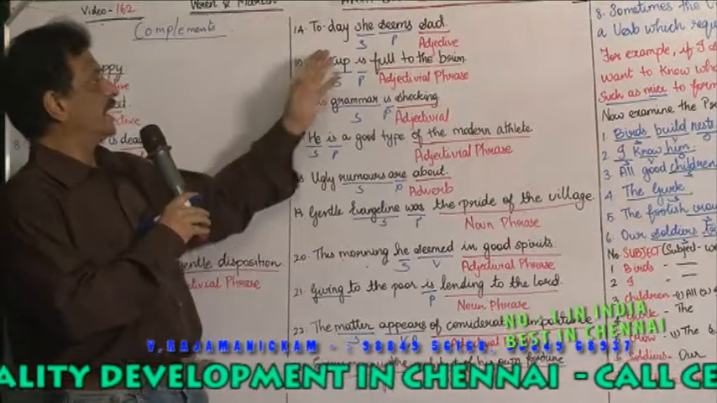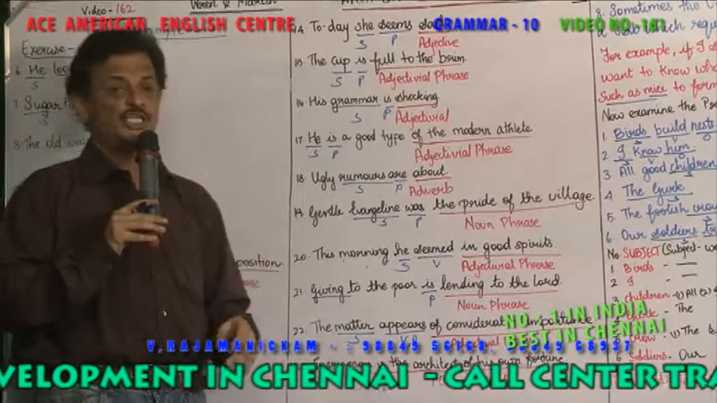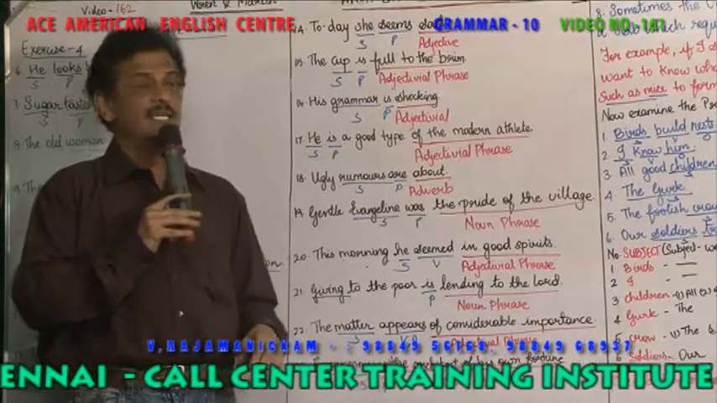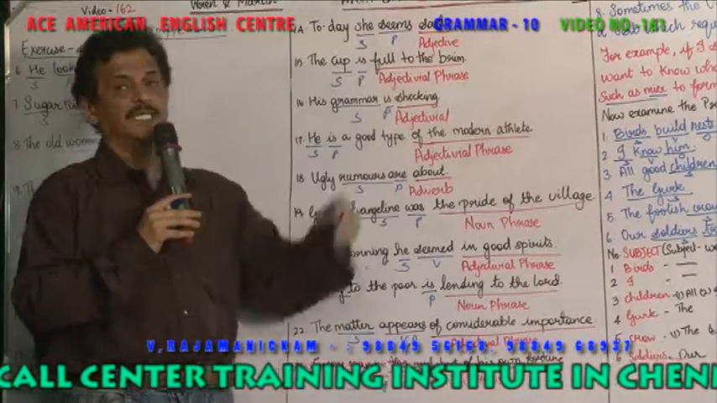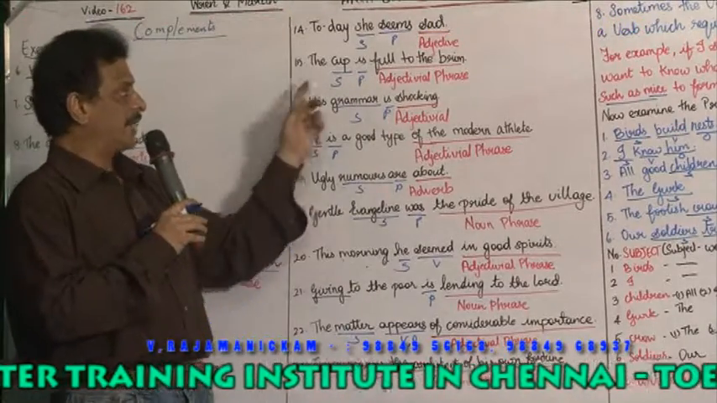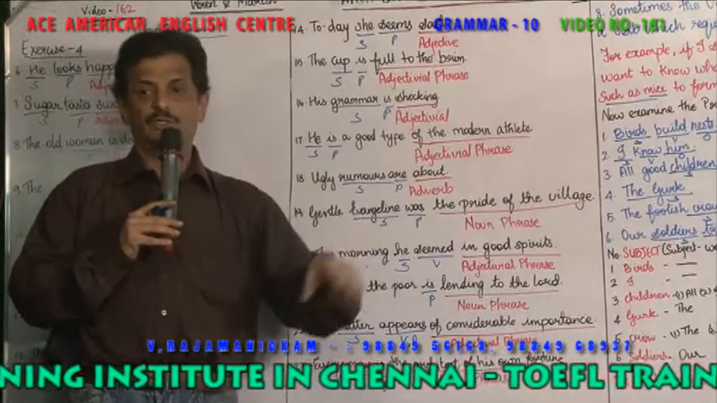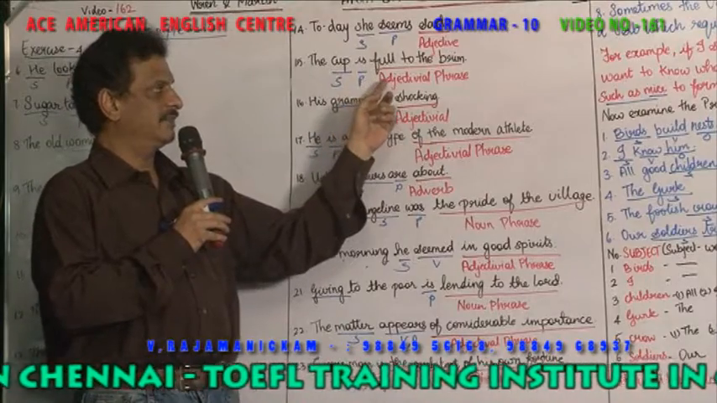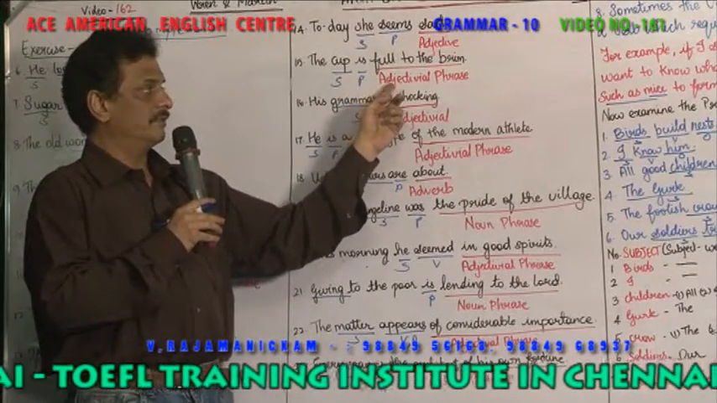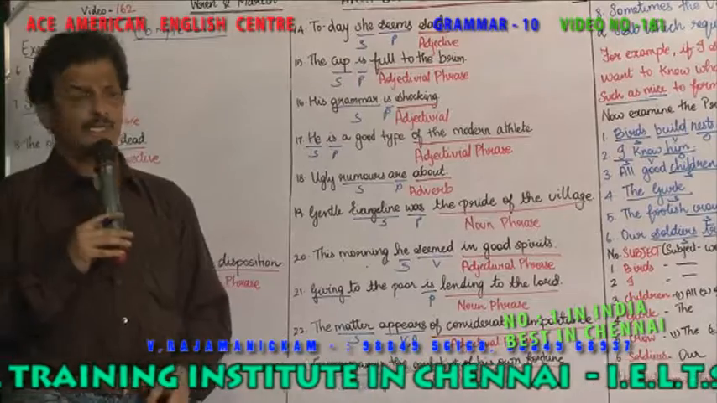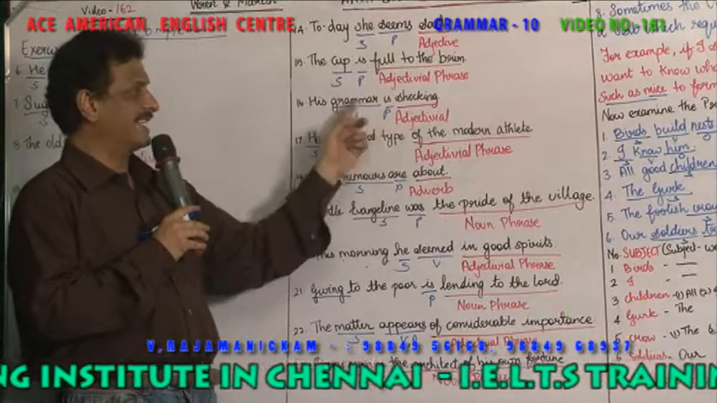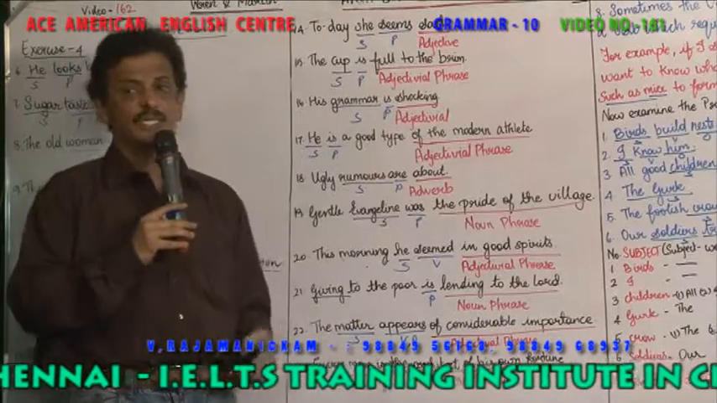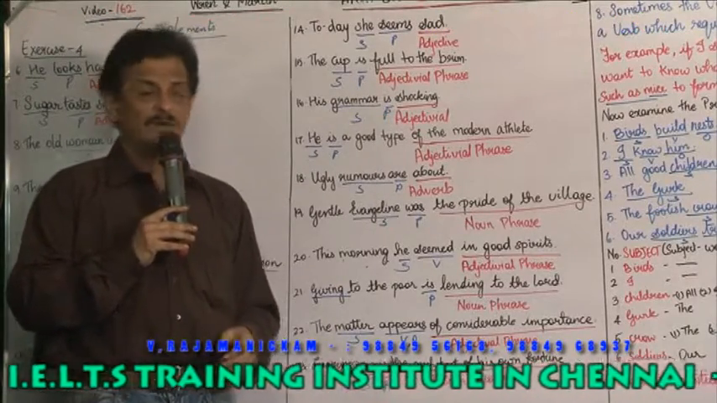Now coming here, today she seems sad. She is the subject, seems is the predicative word, and sad is the adjective complement predicative. The cup is full to the brim. Brim means what? The edge. So the cup is the subject, is is the predicative word, and full to the brim becomes the complement or adjectival phrase. Grammar is shocking. Grammar is the subject, is is the predicative, and shocking is the adjectival complement.